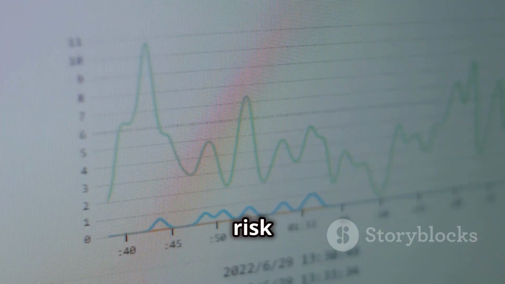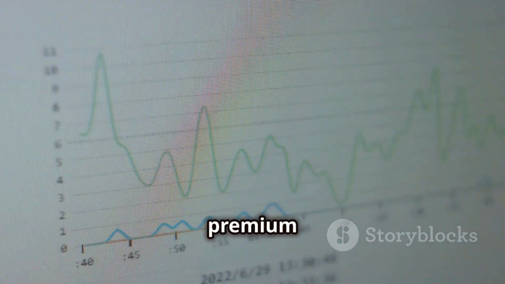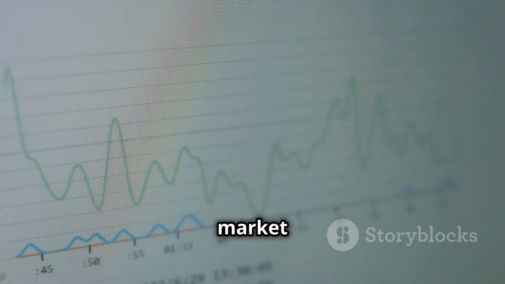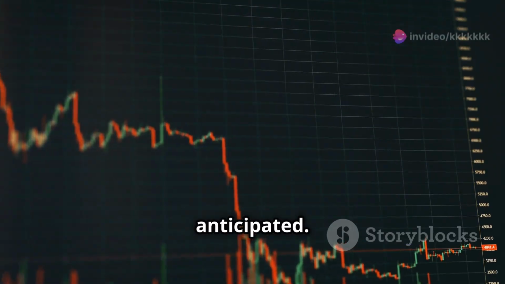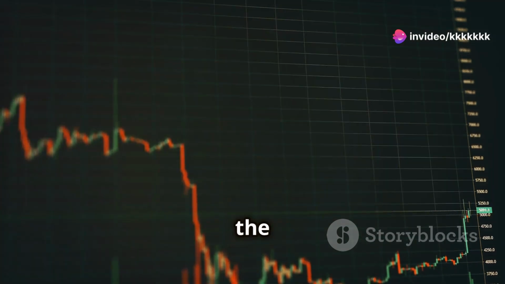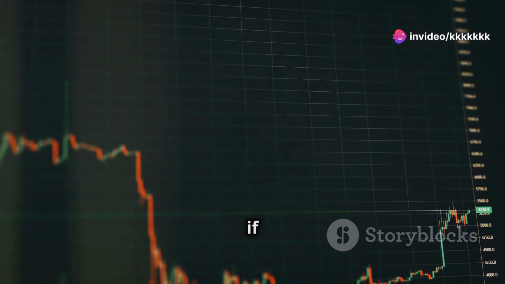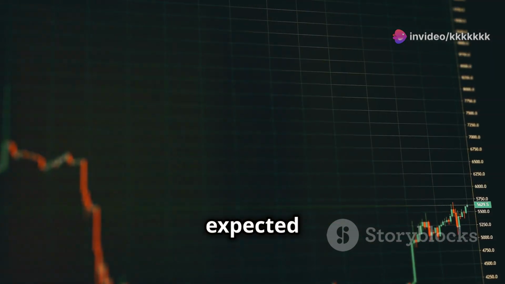The most immediate risk is the loss of the entire premium paid for the option if the market does not move as anticipated. This means that the initial investment in the option can be completely lost if the stock price does not move in the expected direction.